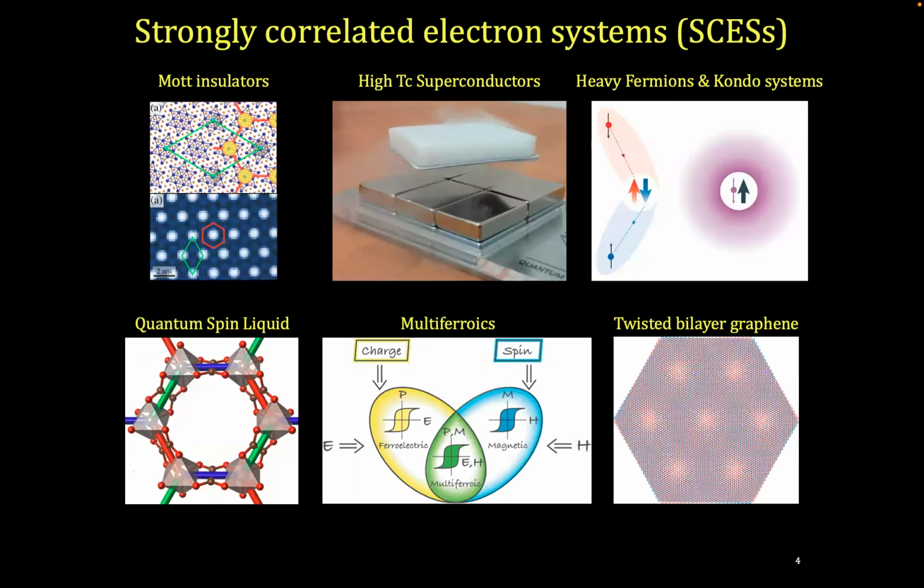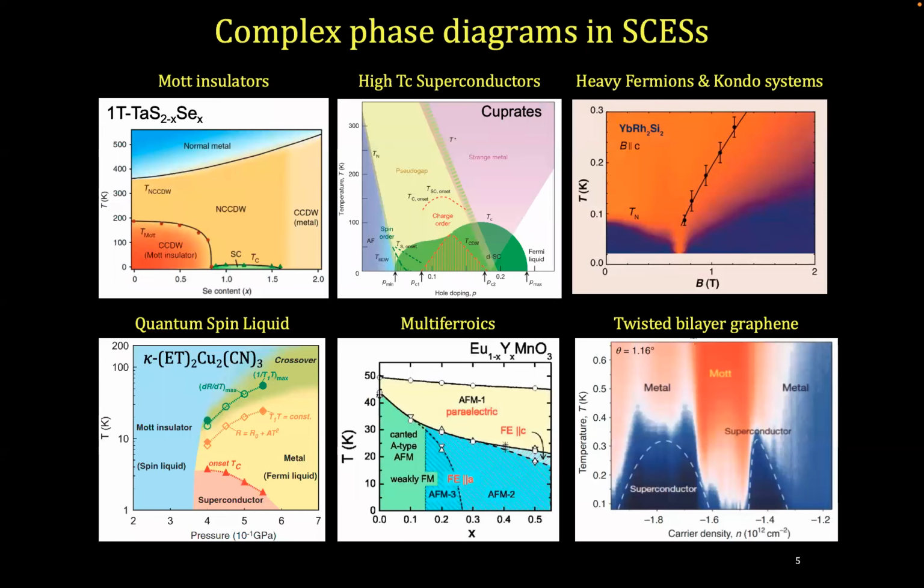Just to give the students in the audience some idea, there are many interesting materials in strongly correlated electron systems, like for example insulating systems, high-Tc superconductors, and Kondo systems. Later we will have a talk tomorrow about condensed liquids, moiré systems, and also a very hot topic related to twisted bilayer graphene. And the signature of a correlated system is a complex phase diagram. They are very sensitive to chemical composition, carrier density, magnetic field, external pressure, and so on.